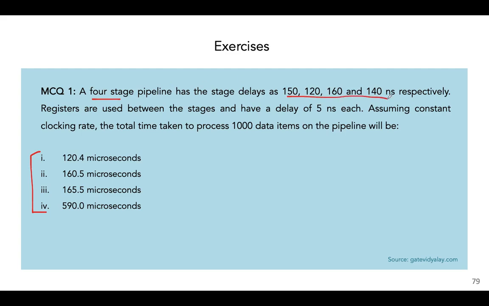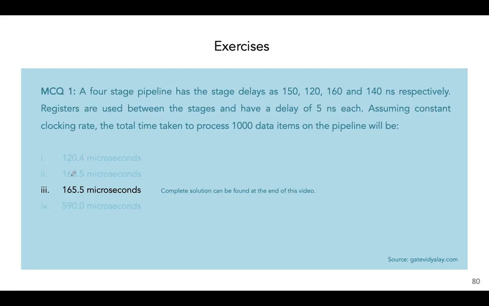If you take a look at the question again, it's a 4-stage pipeline, right? These are the delays of all those 4 stages plus the delay of the register, and you are asked to find the total time it would take to process 1000 data items. Now this question is up to you, and all the information you need on how to solve this can be obtained from the previous question, the one we just solved. So the answer for this is this one, and you can compute it and cross-check it, and if you need to know how it was done, the complete solution can be found at the end of this video. But again, all the ammunition you need to solve this was just discussed in the previous question.